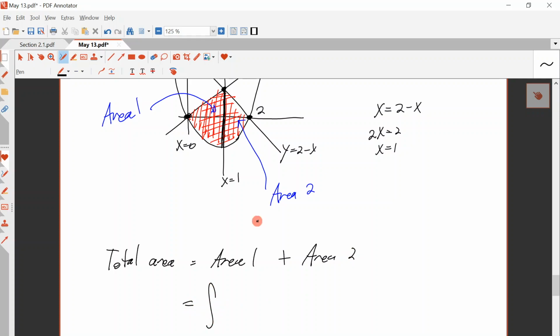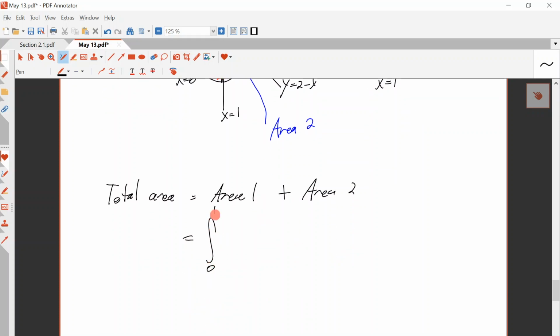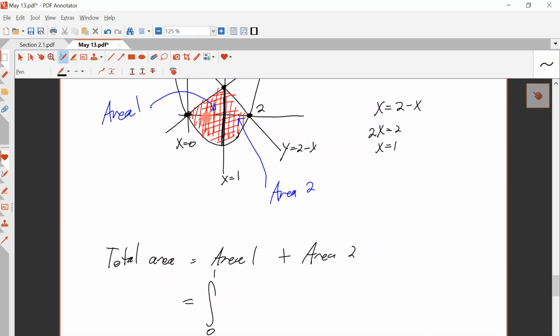Area 1 is the integral from 0 to 1, top curve minus bottom curve. Top curve is y equals x minus the bottom curve, x squared minus 2x. By the way, make sure you put your parentheses where needed. Top curve minus the bottom curve, so minus the whole thing. So you got to put parentheses around that if it's got separate terms. Plus the integral from 1 to 2, top curve 2 minus x minus the bottom curve, same thing. Okay?